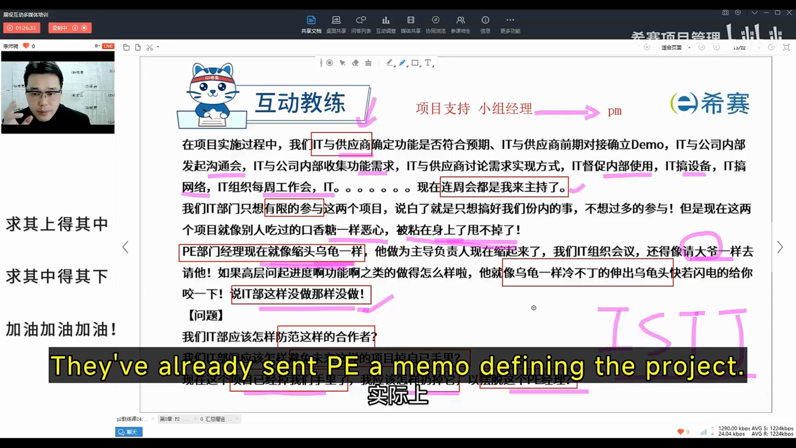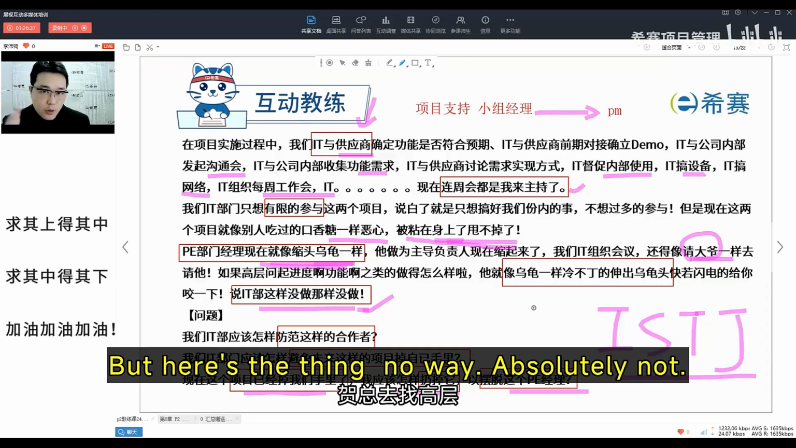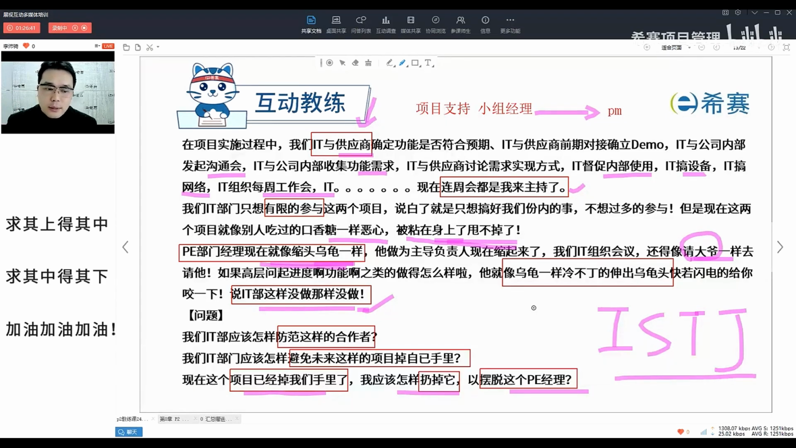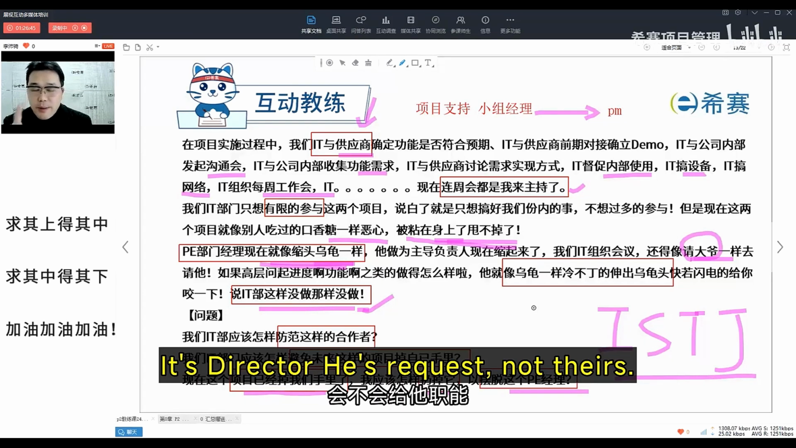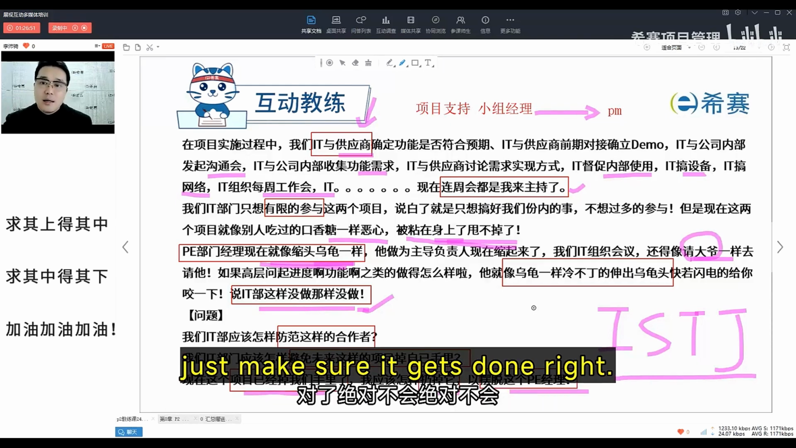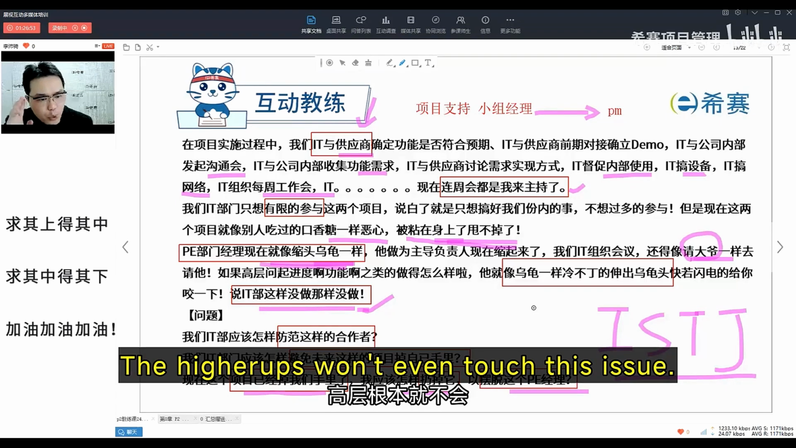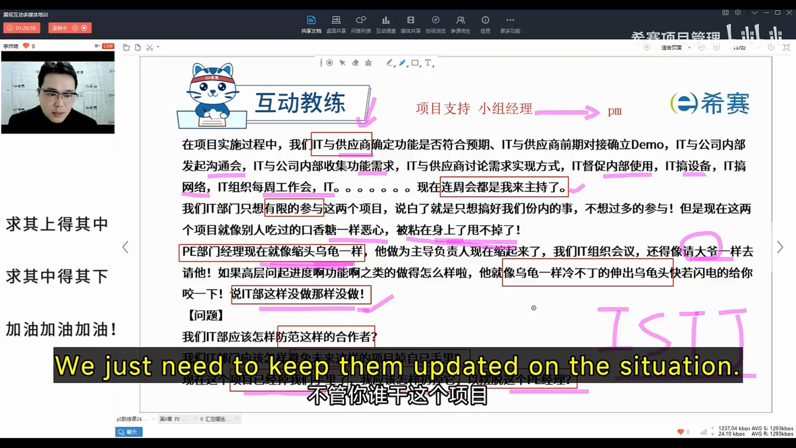They've already sent PE a memo defining the project. But here's the thing, no way. Absolutely not. The top brass won't even consider it. It's Director He's request, not theirs. He's not at the top of the food chain. Whoever ends up running this project, just make sure it gets done right. The higher-ups won't even touch this issue. Matt, there's no need for an official appointment. We just need to keep them updated on the situation.